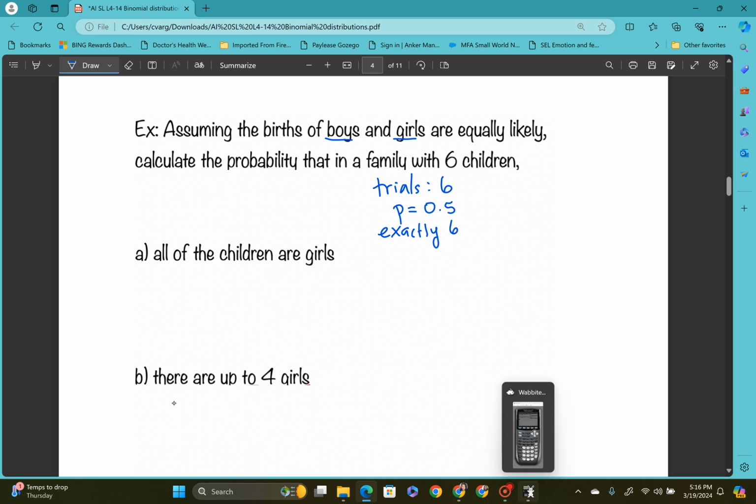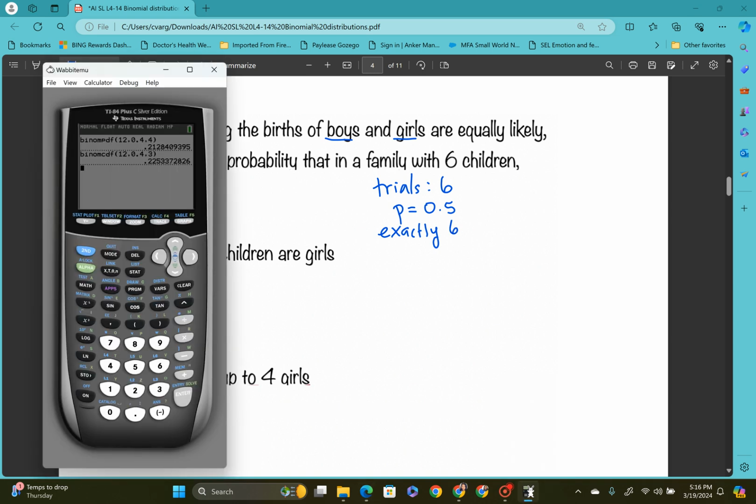So we know how to do this. Whenever we have exactly, you're looking for all of them being girls. We're going to hit second vars and we're going to do binom PDF, because we're looking for exactly that amount, not up to that amount, exactly, not greater than or less than, or greater than or equal to or less than. So let's go ahead and put this in. So 6, enter, 0.5, enter, and we're hitting exactly 6. So you hit enter, and then our answer.